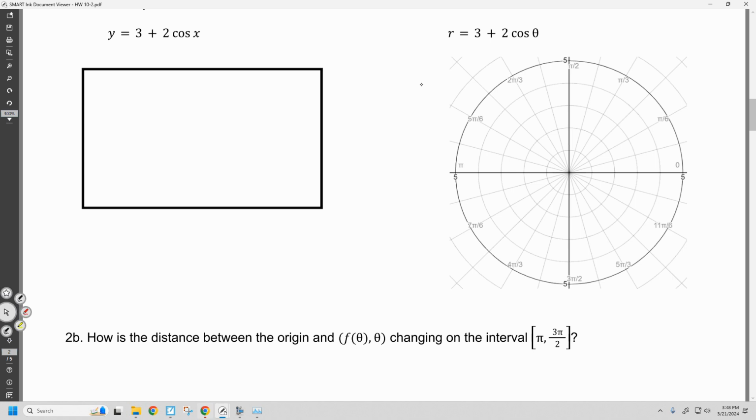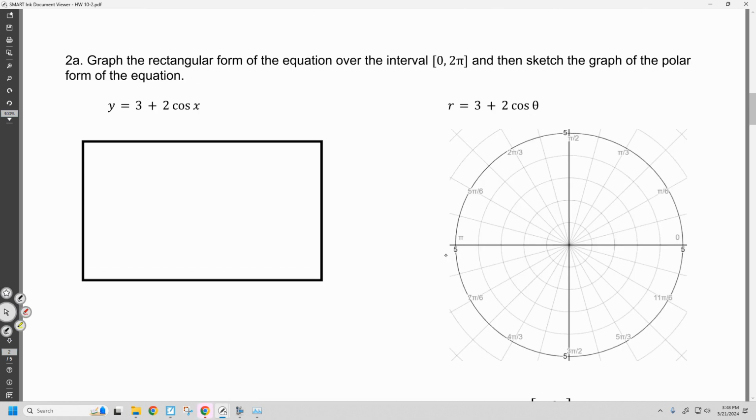And I'm going to ask you to graph 3 plus 2 cos theta. Very similar to the first one in your notes. We're going to start with that. To help us graph 3 plus 2 cos theta, let's do a little experiment.